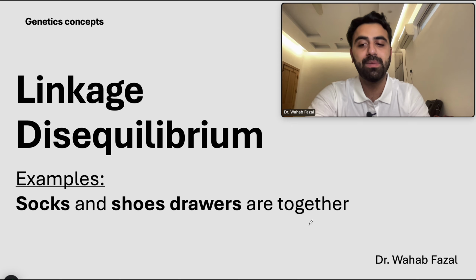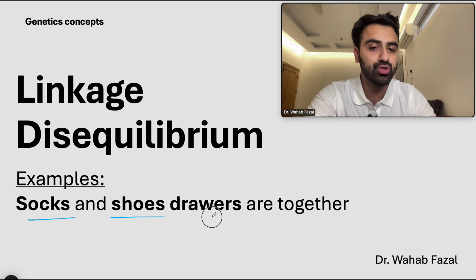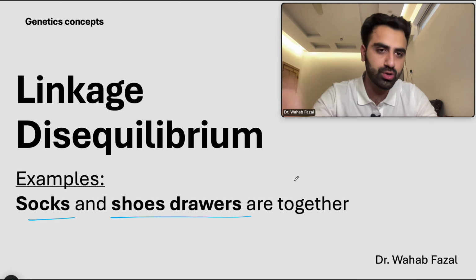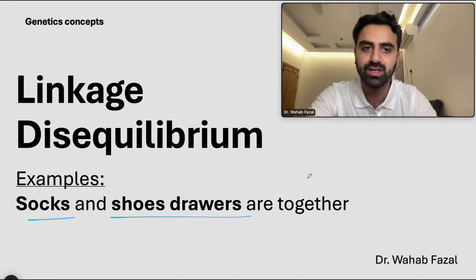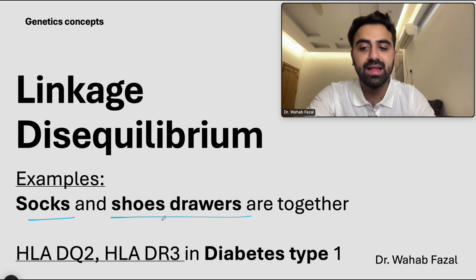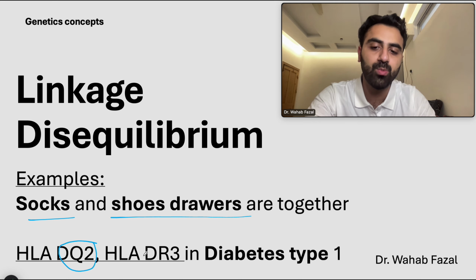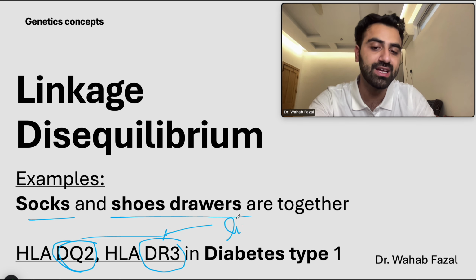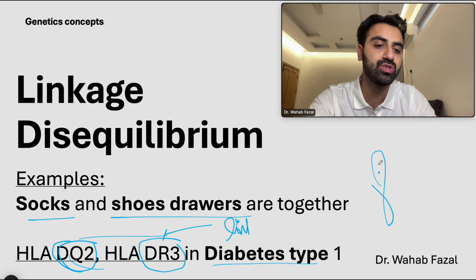Let's take an example. For example, socks and shoes drawers are usually together. So wherever you place your shoes, you usually place the socks somewhere close to it, just because you want to understand where the socks and shoes are. An example of that is that we have seen this association that in people with diabetes type 1, we see these two particular genes close together, right? The HLA-DQ2 and HLA-DR3. These things are inherited together. We have seen this linkage that you are more likely to have these two genes together in diabetes type 1. Why? Because we have seen that these two genes are located close to each other in diabetes type 1.